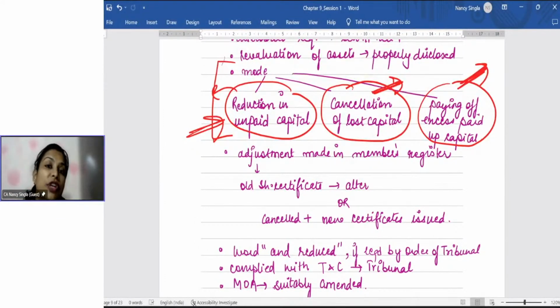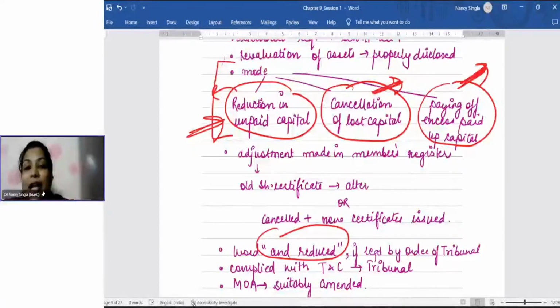The order of tribunal may require the company to use the word 'and reduced'. So whether that has been used or not. And it will further require that the memorandum of association be suitably amended, whether that has been done or not. हाँ? Is it clear? Okay. So auditor is going to verify all these things also.